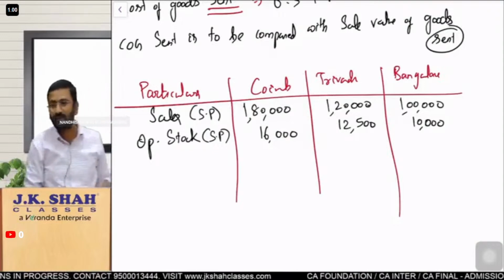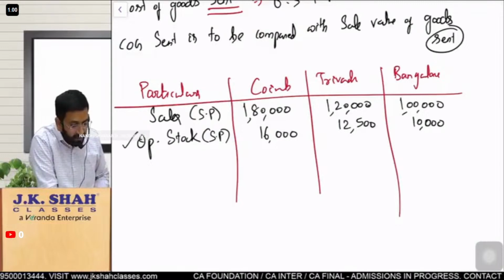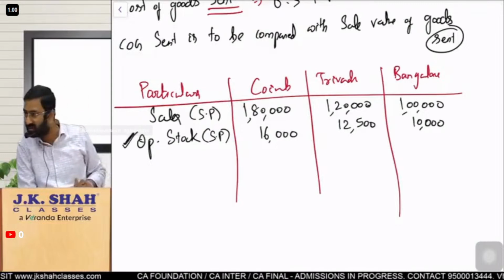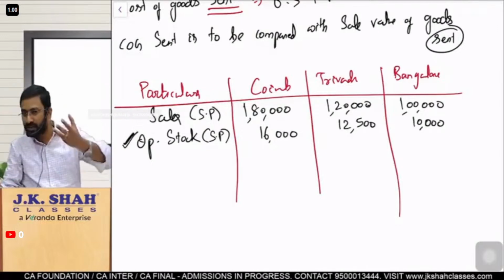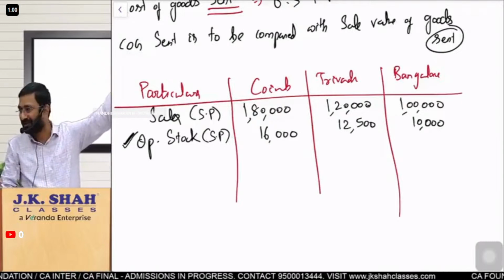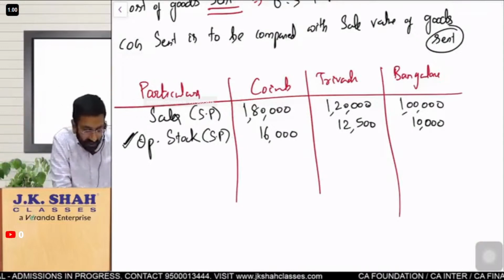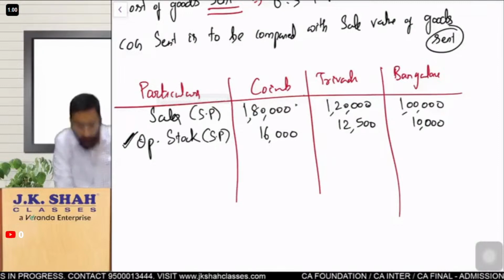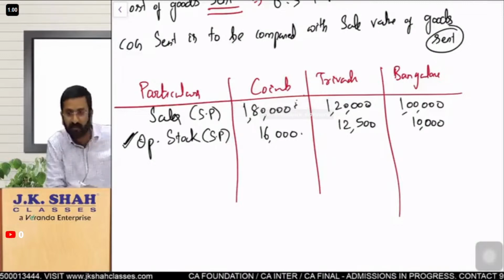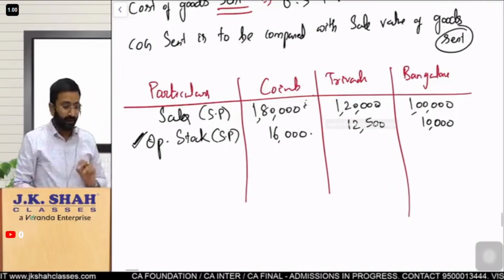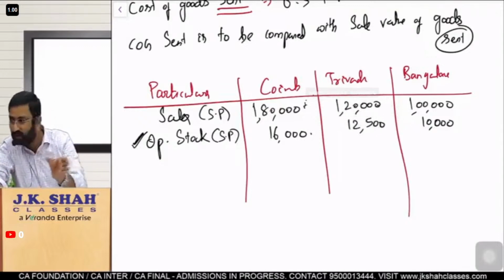Now try to understand: this opening stock of 16k, 12,500, 10,000, was it sent now or in the last year? Last year, so opening stock would have been sent to the branches last year. Normally we presume the FIFO method of sales if the question is silent. Now, what is the sales of Coimbatore? 1,80,000, which is what they have sold during the year.